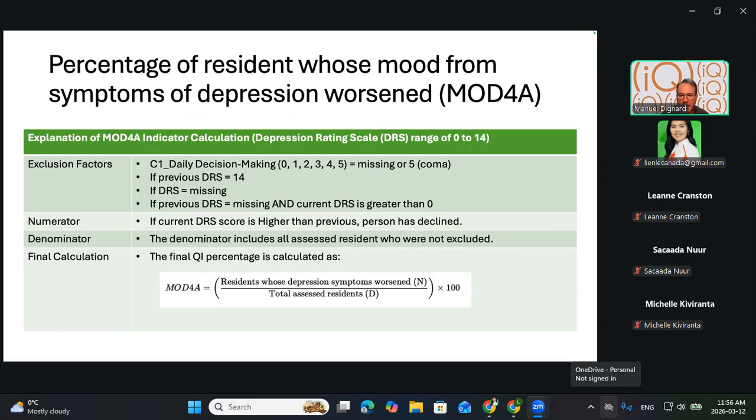Okay. And then mood is the same. We're using the depression rating scale, right? We're looking at that 0 to 14. It's important in long-term care, because persistent or worsening depressive symptoms can impact engagement in care, appetite, mobility, and even cognitive outcomes. So monitoring this quality indicator really helps to make sure that we are identifying and responding to those mental health needs early and appropriately.